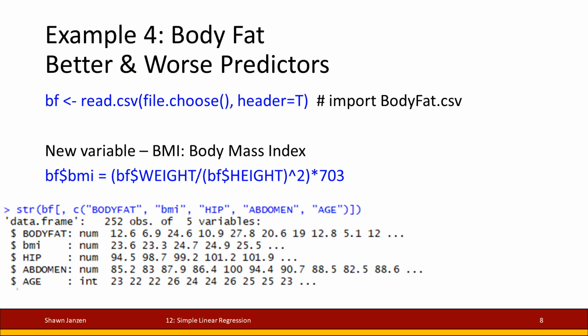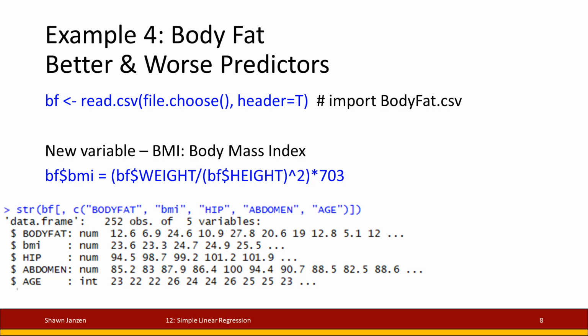And we're going to be comparing body fat along with measurements against the hip, the abdomen, and how old somebody is. But I'm also going to construct another variable that's very popular in body fat measurements called BMI, where BMI is the body mass index. And the formula you're seeing on the screen here is how you calculate the BMI. In order to calculate BMI, we need to know someone's both height and their weight.